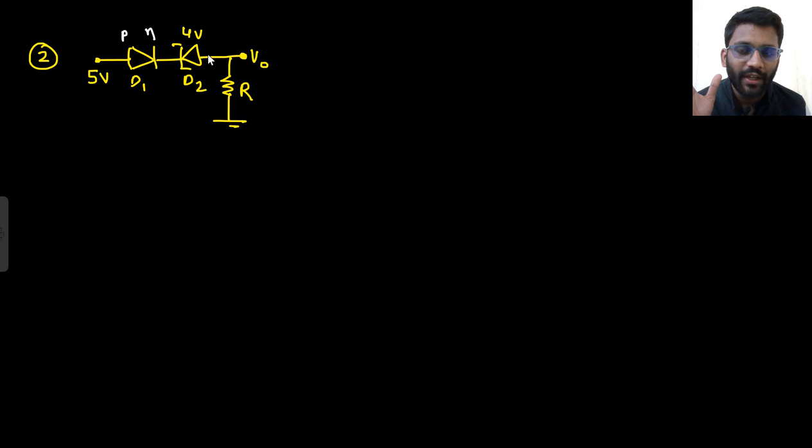And on D2, I will apply open circuit test. Let's assume I try to apply open circuit test on both of the diodes. If I apply open circuit test on both of the diodes, what will happen? This will be open circuited. This will also be open circuited. And this is a resistance R.